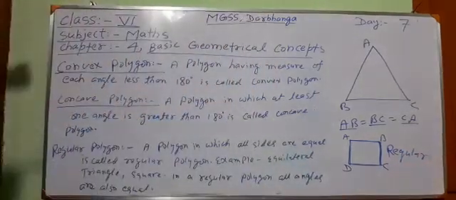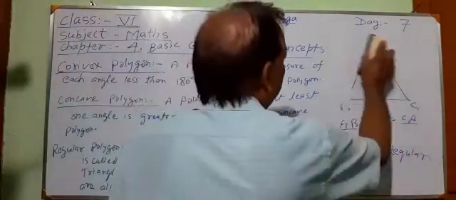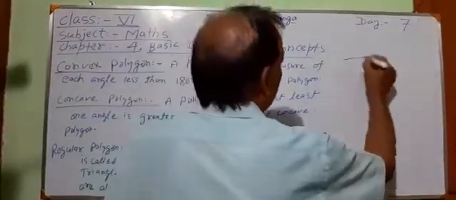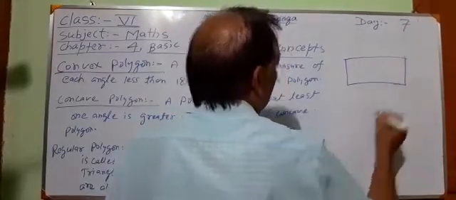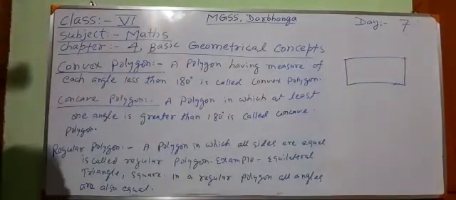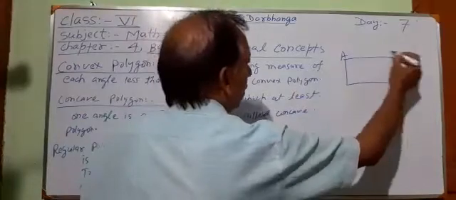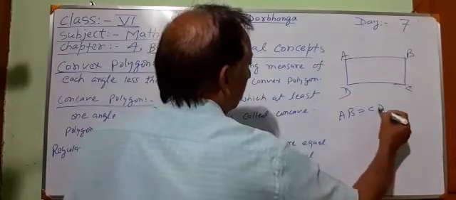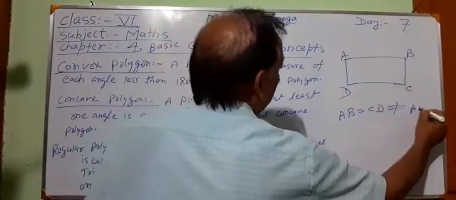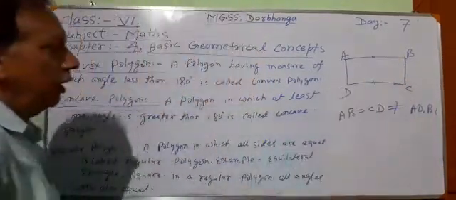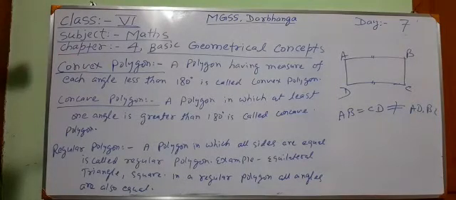A regular polygon is a polygon in which all sides are equal. Now you have to reply, is a rectangle an example of a polygon or not? A rectangle is a polygon, but is it a regular polygon or not? It is not a regular polygon. And why is it not a regular polygon? Because all sides are not equal. AB is equal to CD and not equal to AD and BC. So rectangle is not an example of a regular polygon.